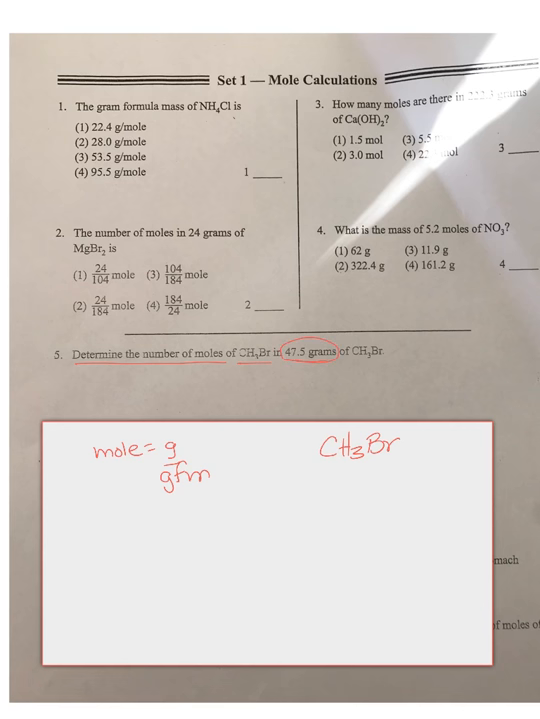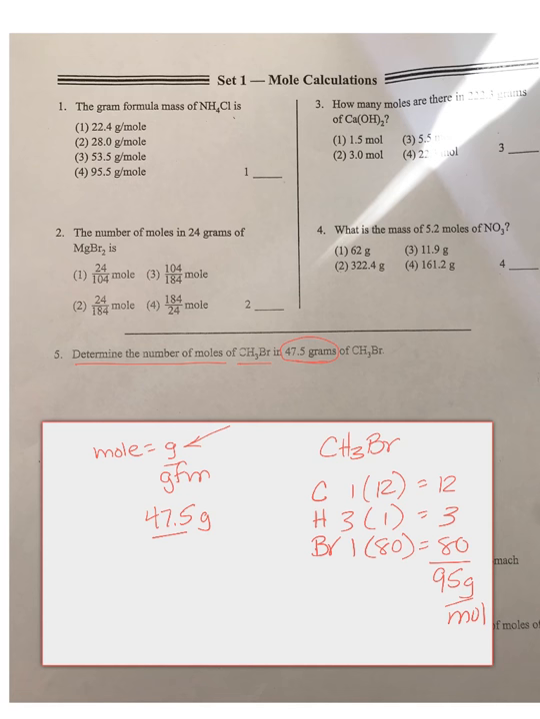So the 47.5 grams is this number, 47.5 grams, and we need to find the gram formula mass of CH3Br. When I did the calculations and added all these guys up, I got 95 grams per mole. And now all I have to do is put it into my calculator. Always remember to put the top number into your calculator first, hit the divide by, and then divide by the lower number, the denominator. And we get moles is equal to a half, or 0.5 moles of CH3Br.